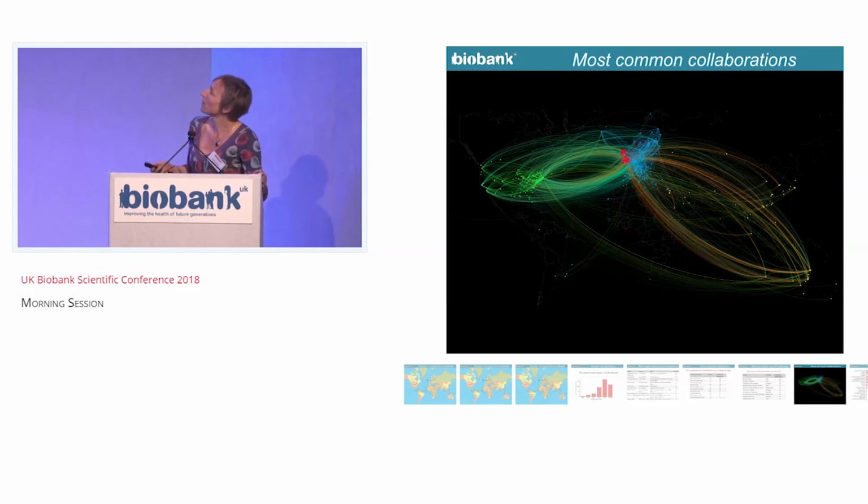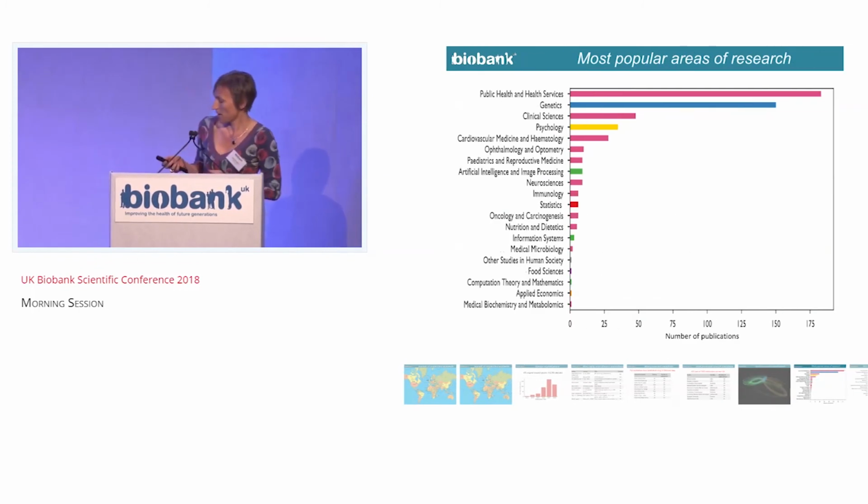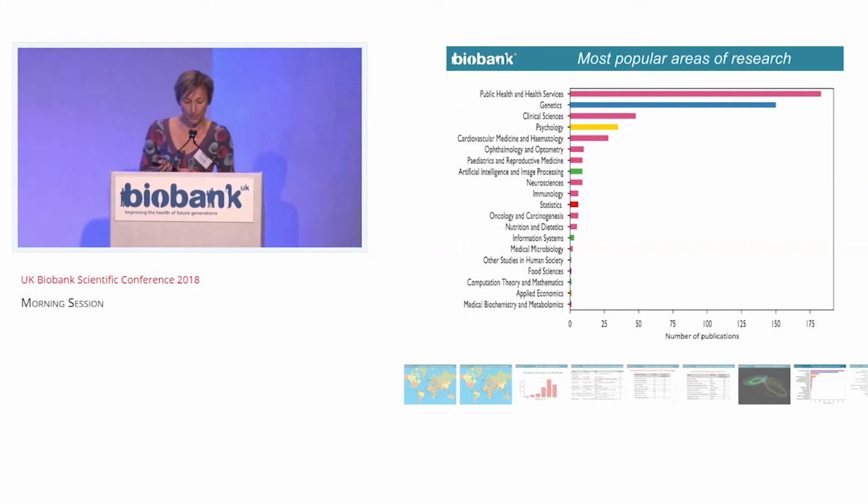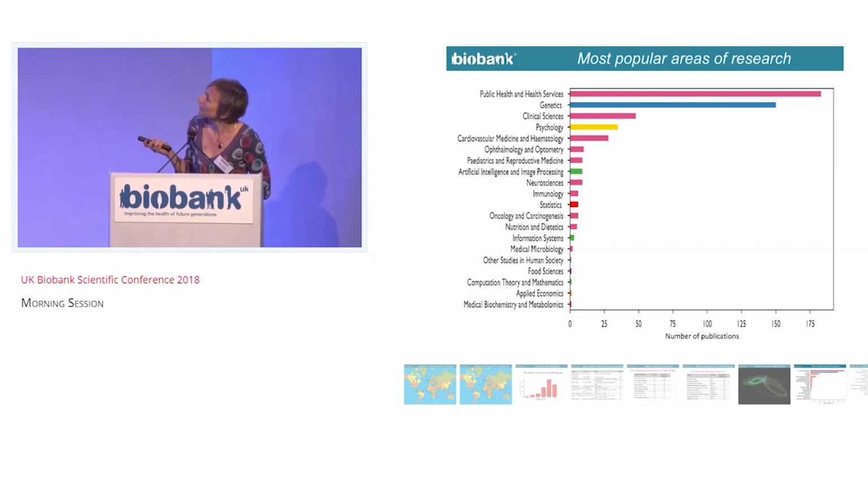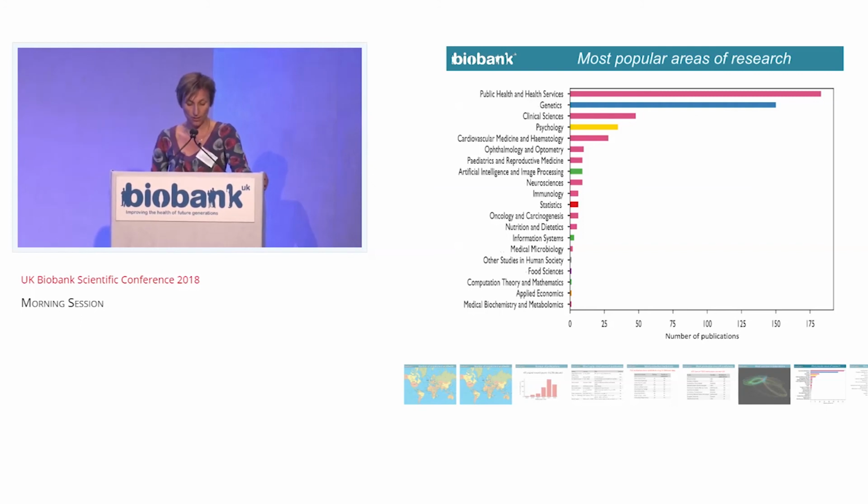So in terms of the types of research that people are doing, as you might expect, the vast majority are in the realm of public health and health services. There's also an awful lot of genetic work going on in UK Biobank, clinical sciences and psychology, but also perhaps less obvious things as well. So as Rory mentioned, there's a lot of interest in eye measures, a lot of interest in AI and image processing, immunology, core statistics methodology, nutrition, and food sciences, and so on and so forth. So it really covers a wide breadth.